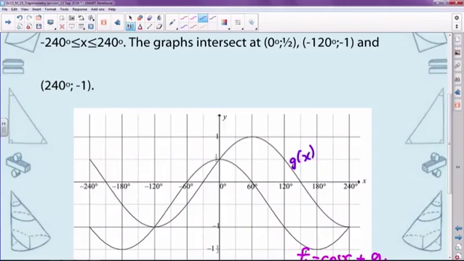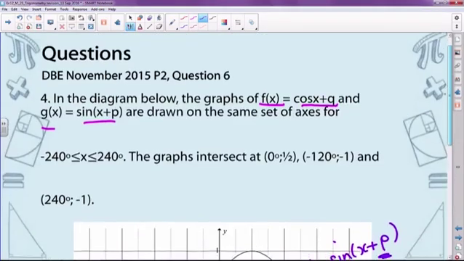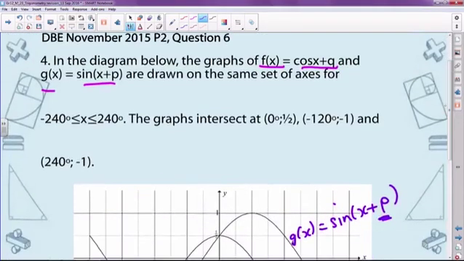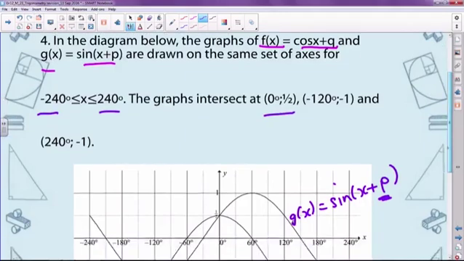g of x is equal to sine of x plus p. So that you should already start thinking tells you that there's a horizontal movement that has occurred in the normal sine graph. So these two graphs are sketched on the same system of axes on the domain minus 240 degrees to 240 degrees. The graphs intersect at 0 and a half.